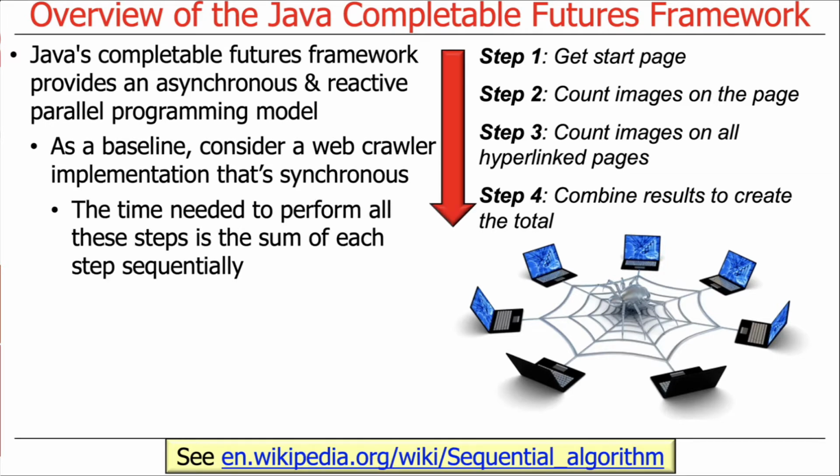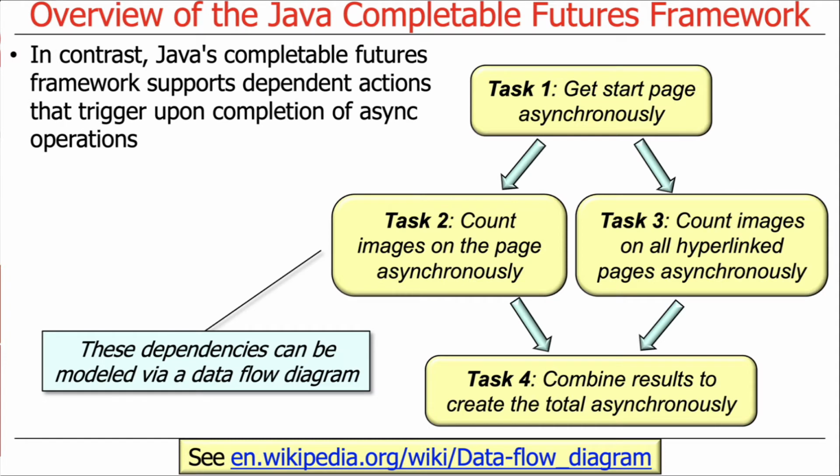And the way to think about this is that the time needed to perform all these steps is the sum of each of these steps done sequentially. And when you actually run your sequential streams crawler, or your sequential loops crawler for that matter, you'll notice if you keep track of the time and you literally watch the GUI as it's running, it's pretty darn slow, right? Because it's one thing after the other. So is there a better way to do this? Well, yes, there's several different ways to do this. One way to do this, of course, is to use parallel streams.